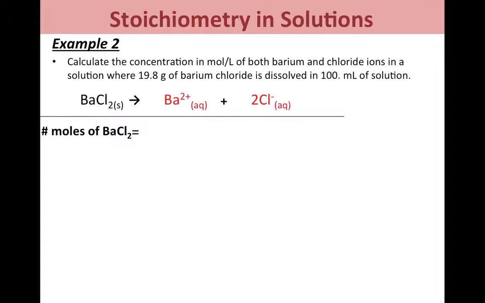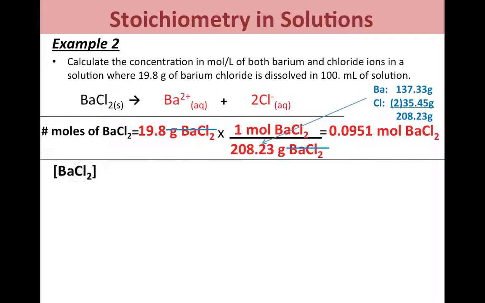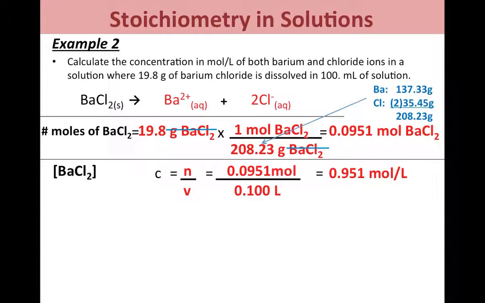Number of moles of barium chloride. We have the mass, we need to figure out the moles. For every 1 mole of barium chloride, you have 208.23 grams of barium chloride. That will give you 0.0951 moles of barium chloride. Now we need to find the concentration. Concentration is moles over volume. So here is your moles over volume. That gives you 0.951 moles per liter.